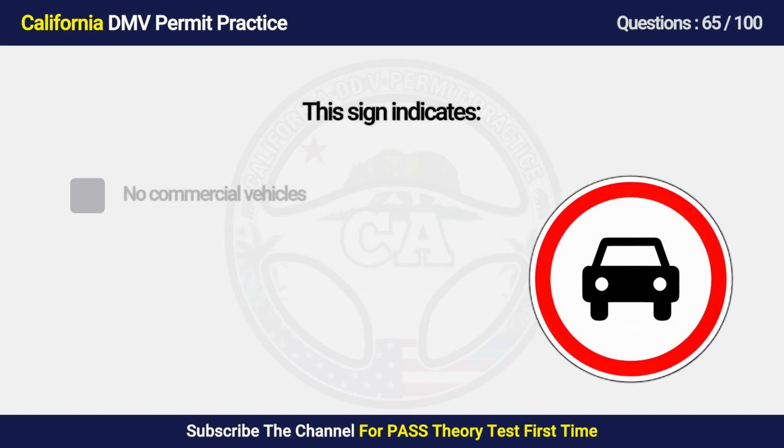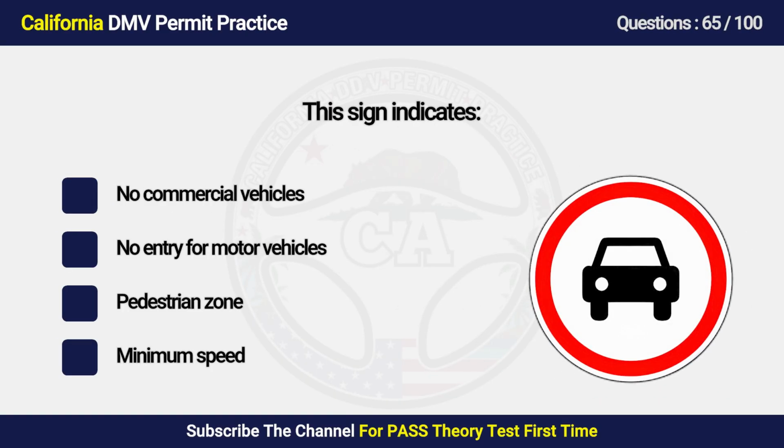Question 65. This sign indicates A. No commercial vehicles. B. No entry for motor vehicles. C. Pedestrian zone. D. Minimum speed.